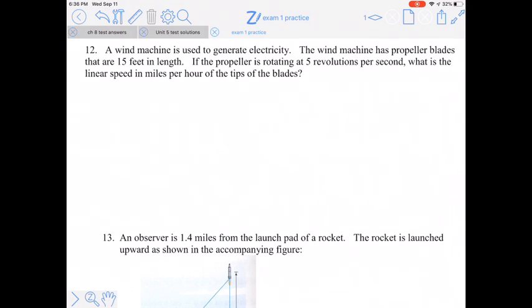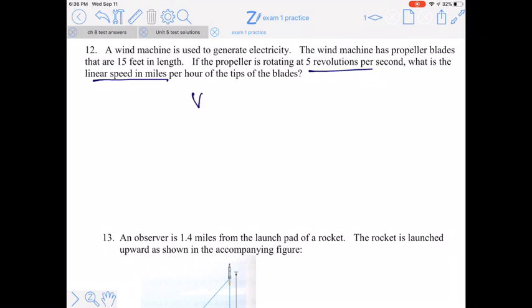So this, for example, 5 revolutions per second, means it's calculating how many revolutions it's doing per unit of time. So that would be a form of angular speed. We need to calculate that into radians to be truly angular speed. But they're asking for the linear speed in miles per hour of the tips of the blade. So the tips of the blade are still moving in a circular motion, right? But if I could clock their speed in miles per hour, that's an example of linear speed, even though they're going in a circle. So I just don't want you to get confused there.